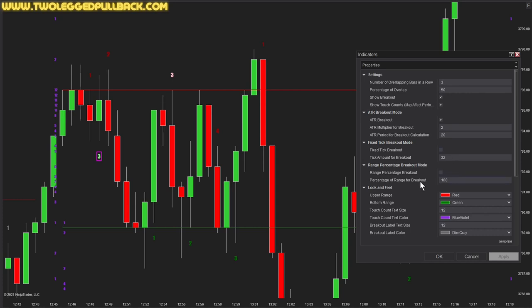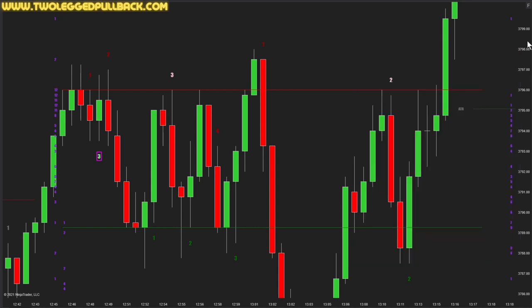The next 3 settings, ATR breakout mode, fixed tick breakout mode, and range percentage breakout mode, configure how the indicator will detect a successful breakout. The default is the ATR breakout mode. The ATR breakout mode uses a 20 period ATR, and if the price goes above or below the trading range 2 times the 20 period ATR, then that will be considered a successful breakout.